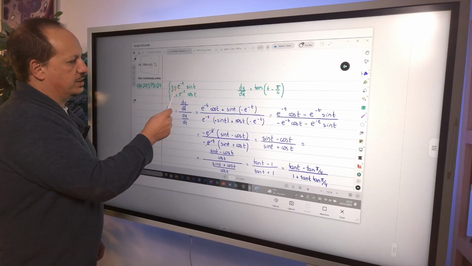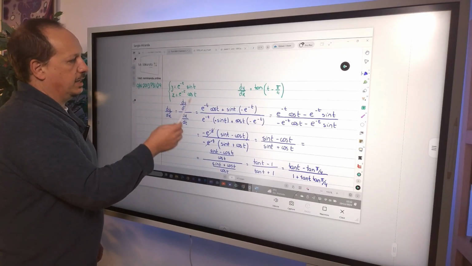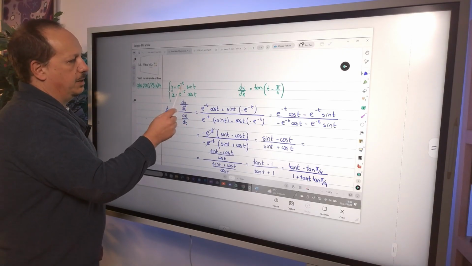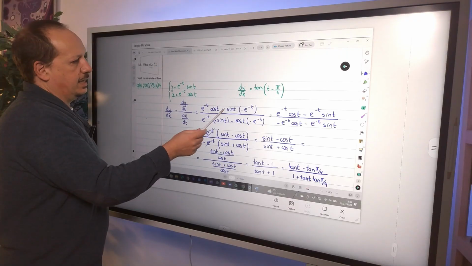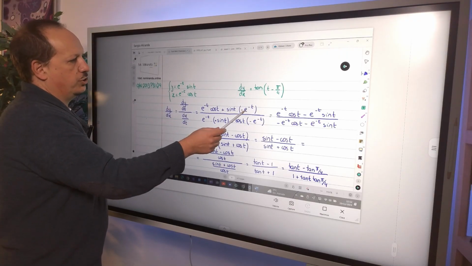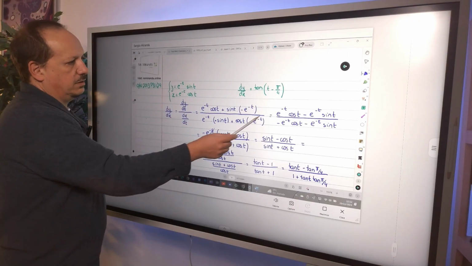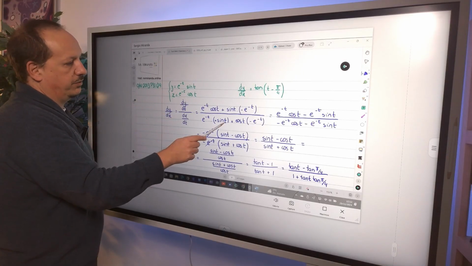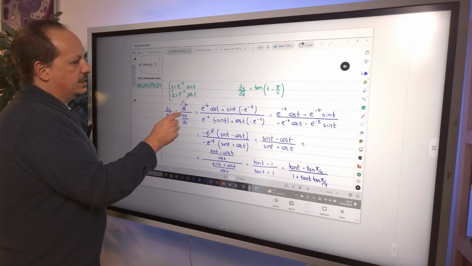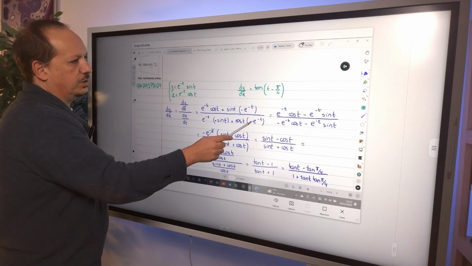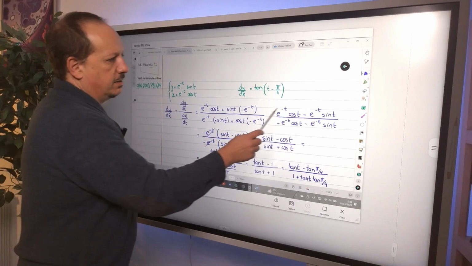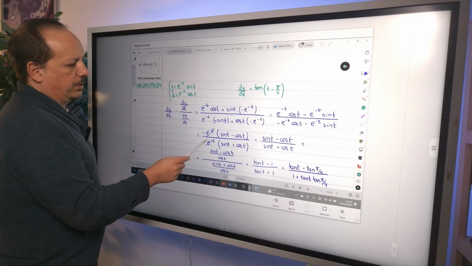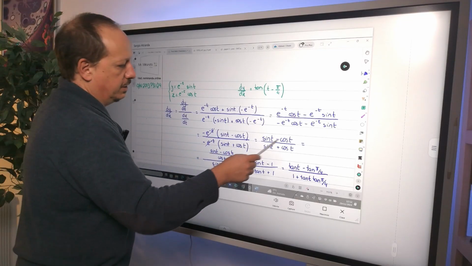Differentiating this is just applying the product rule. So again, the first one as is times the second one differentiated plus the second one as is times the first one differentiated. Same thing on the denominator. I expand these brackets, factorize the e to the power minus t and cut it out. And this is what I get.